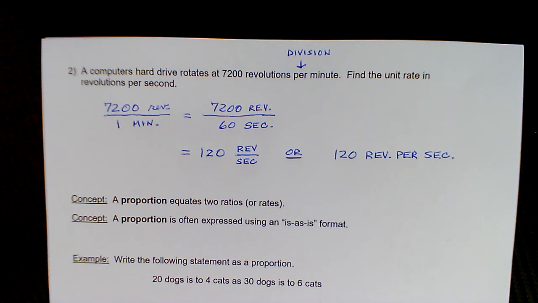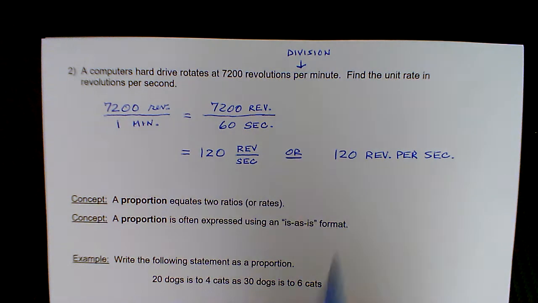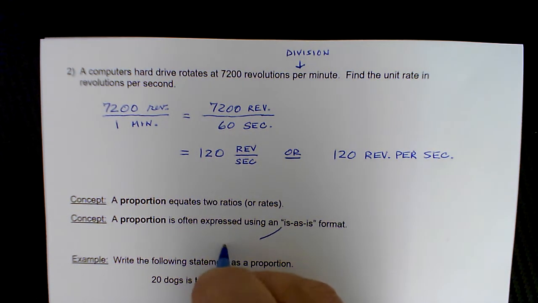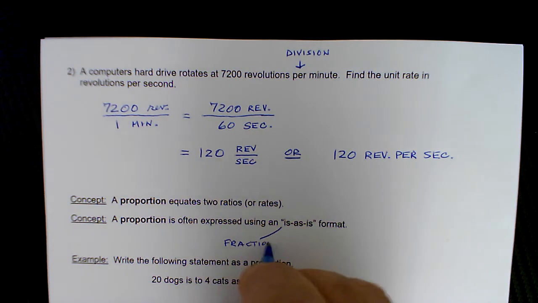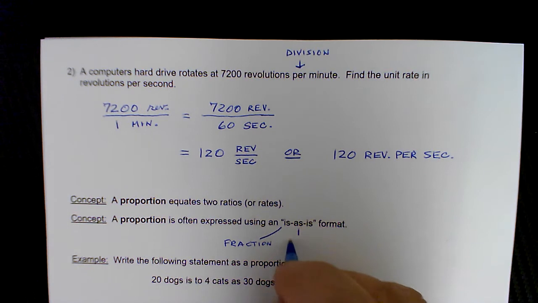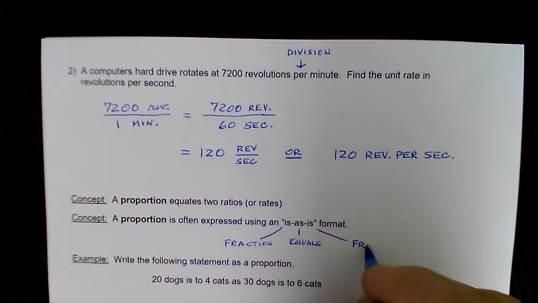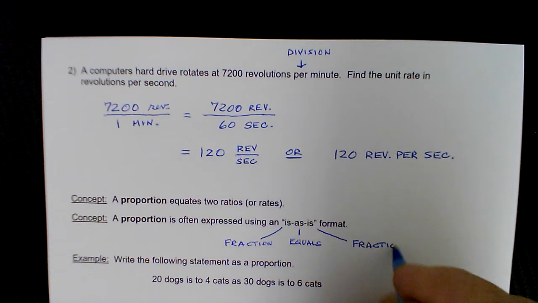Okay, so we move on to a proportion. And a proportion essentially just equates two ratios. And it's often expressed using what we call an is as is format. The first is basically refers to a fraction. The as is your equals, and the second is represents the second fraction.